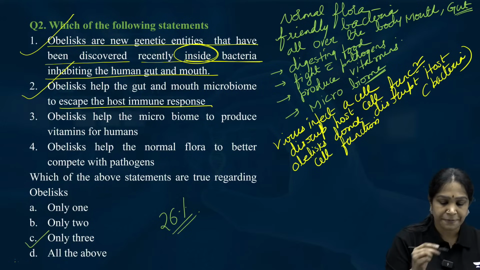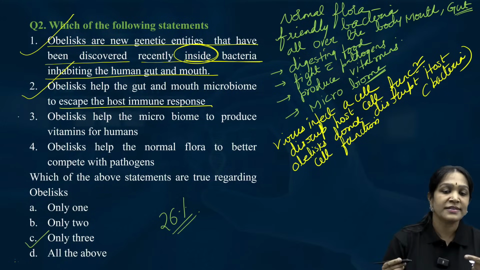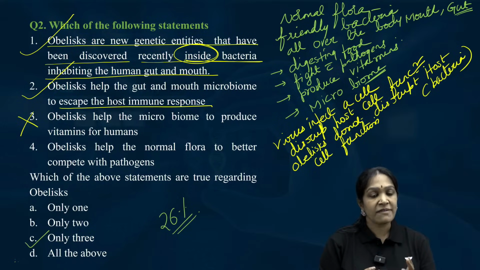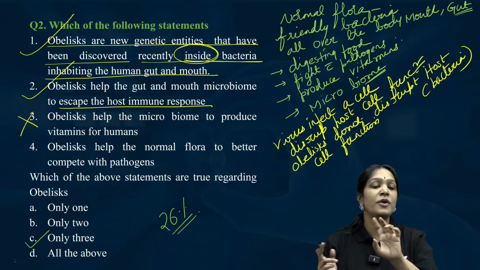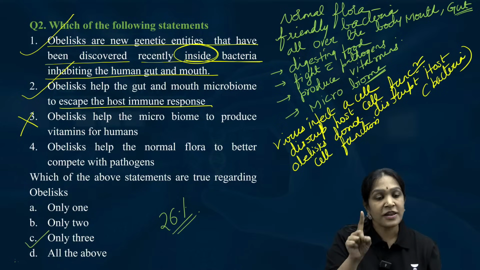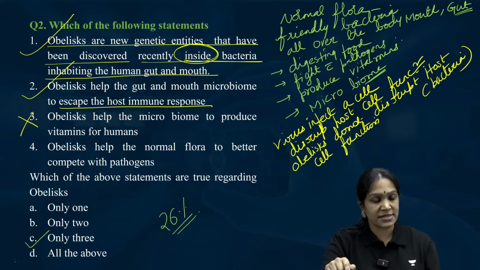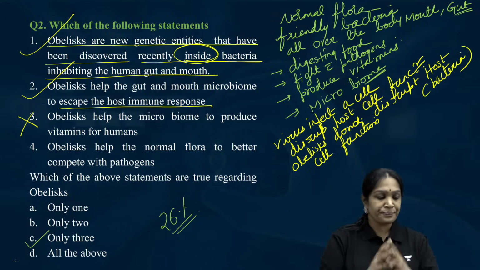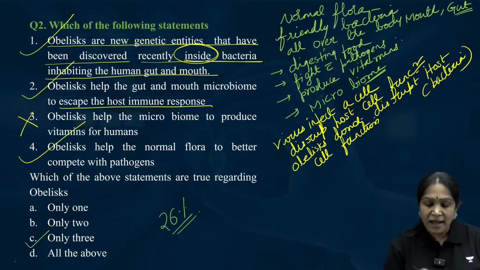Obelisks help the microbiome to produce vitamins for the human beings. No. Actually, the friendly bacteria will produce vitamins, but the obelisks are not helping in the process. I repeat, the gut microbiome will produce vitamins, but obelisks are not helping in the process.